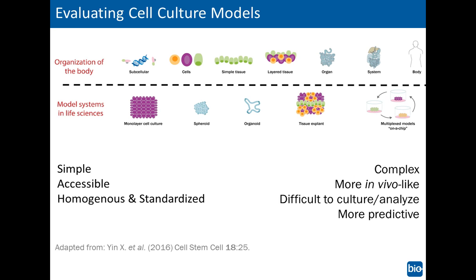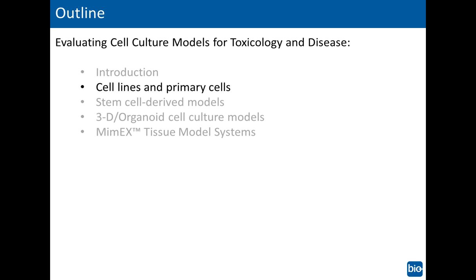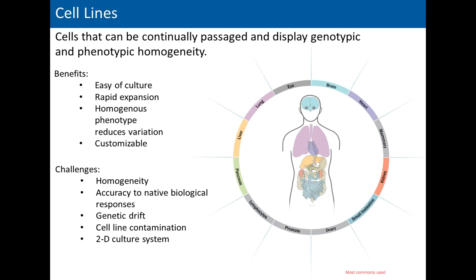However, a trade-off with this is that these systems tend to be more difficult to culture and to analyze. So really, as you're considering the model systems that you're going to work with in your disease modeling or toxicology screening, you have to consider both the complexity of the model, but also the cost-benefit of the analysis and setting up the culture system. So in the next sections of my talk, I'll walk through some of the currently used models for toxicology and disease modeling, starting with cell lines and primary cells, and then talking more extensively on stem cell-derived models.